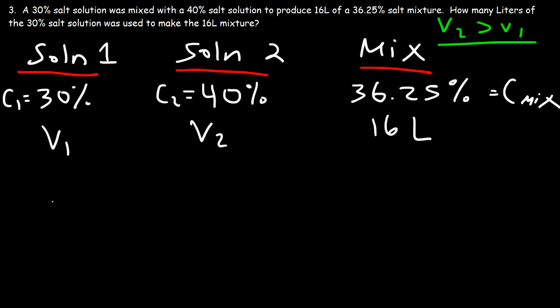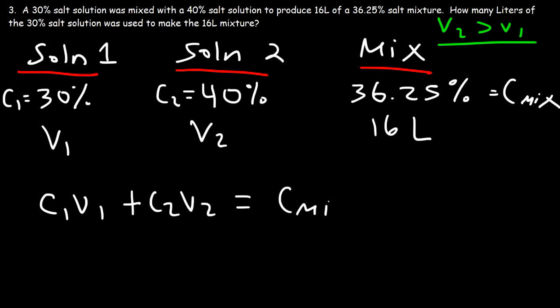So we're going to get an equation that looks like this. C1V1 plus C2V2 is equal to the concentration of the mixture times the total volume. So this is just another form of writing the weighted average equation. Just it's been modified to fit this particular problem. So now, what else do we need to know? Or, what should we do at this point?